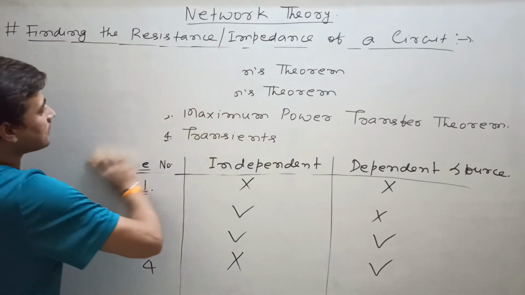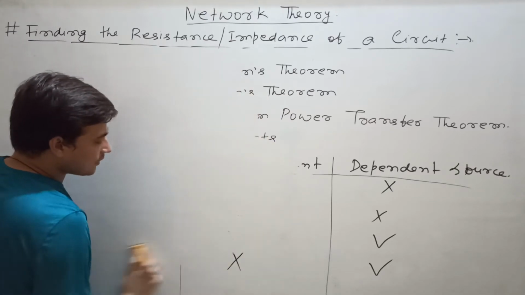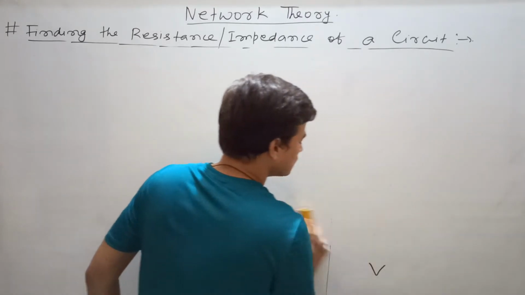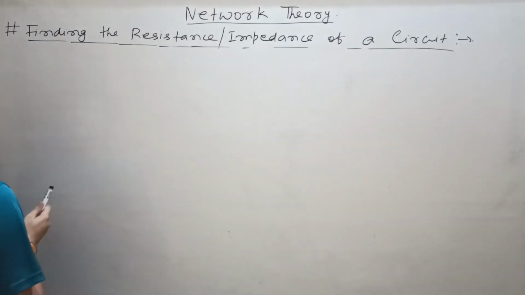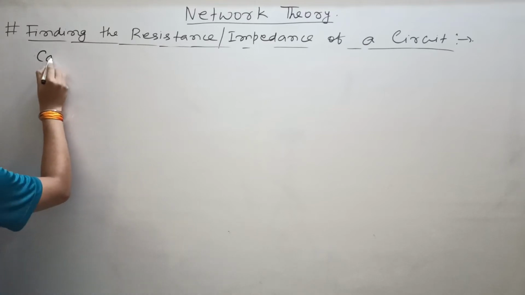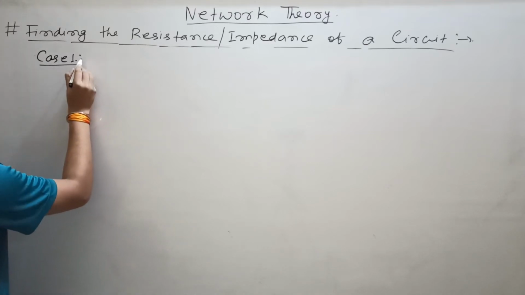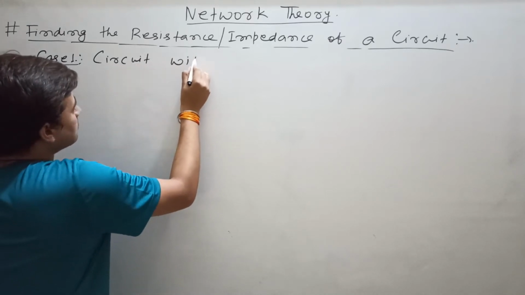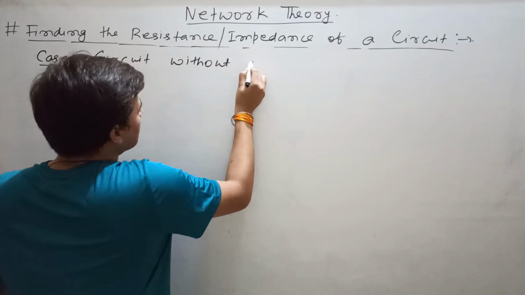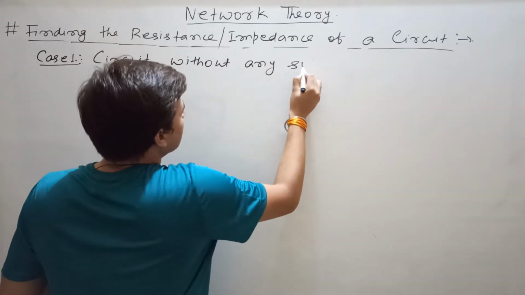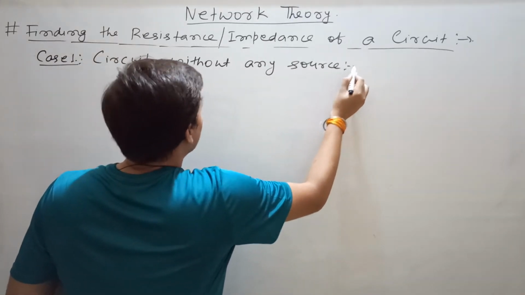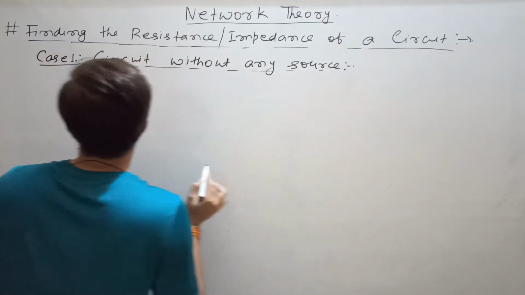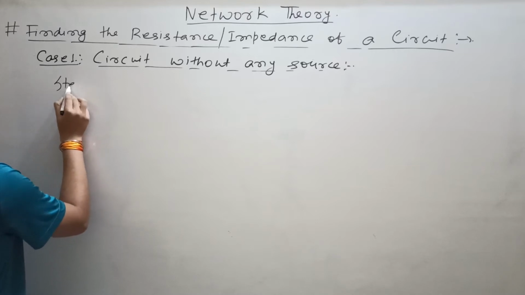So let's start with case 1, that means the circuit without any source. Now how to find the equivalent resistance in this type of circuit? For that we have to write the steps.